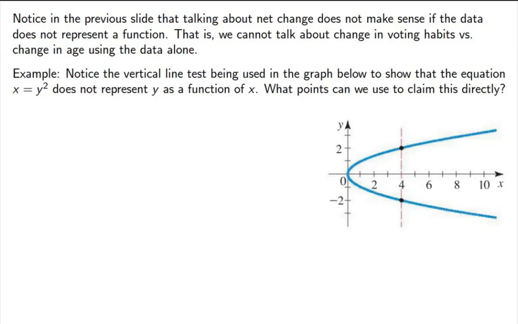We've got this equation x equals y squared, and since we can see these 2 points where the vertical line is passing through, we could actually just make the claim, here's your 2 points. We've got (4, 2), and you'll also notice (4, negative 2). So one way to claim that a graph is not a function, or anything is not a function, is to find 2 points with the same x-coordinate and different y-coordinates.